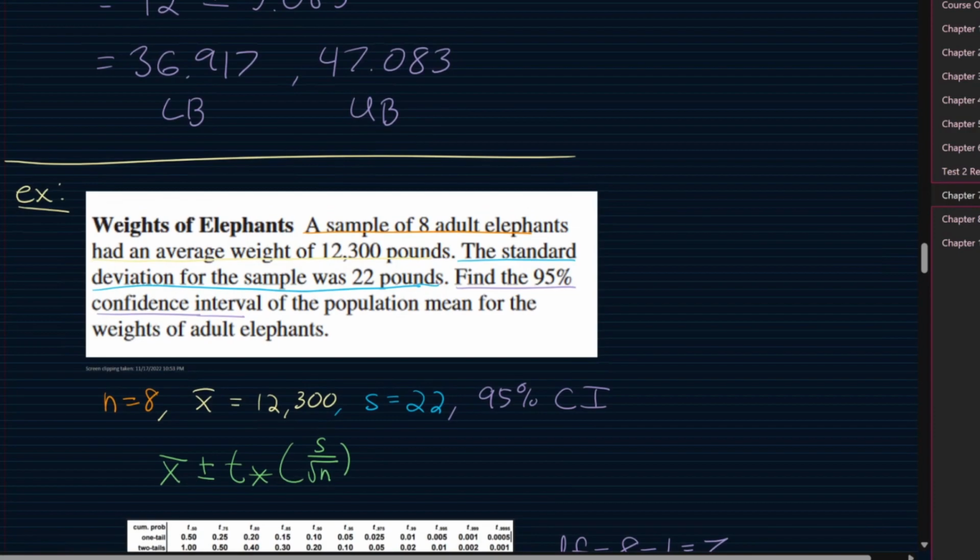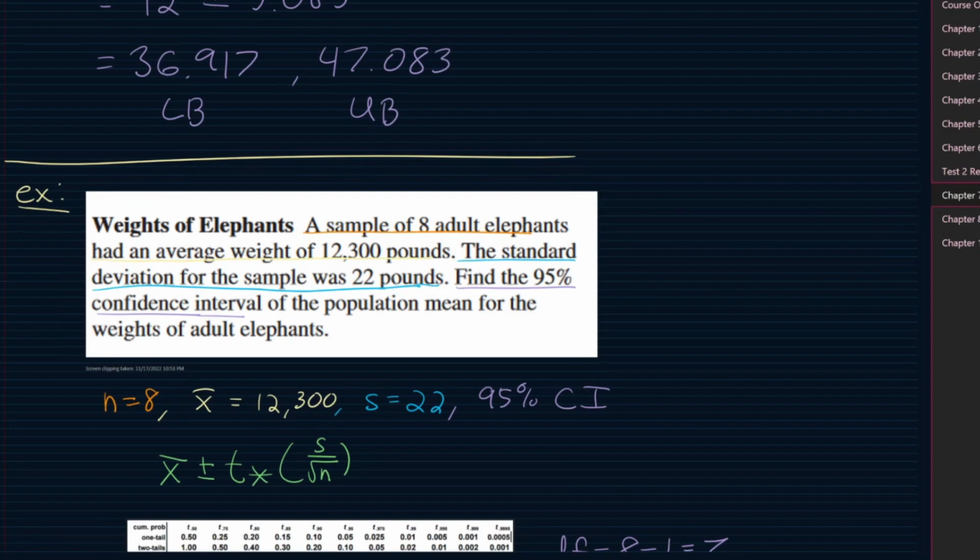And here we have another one. It's a 95% confidence interval. It's a sample of 8 adults. That's our N. They had an average weight of 12,300. That's our X bar. A standard deviation of the sample, keyword of the sample, was 22 pounds. That's our S. And it's a 95% confidence interval.